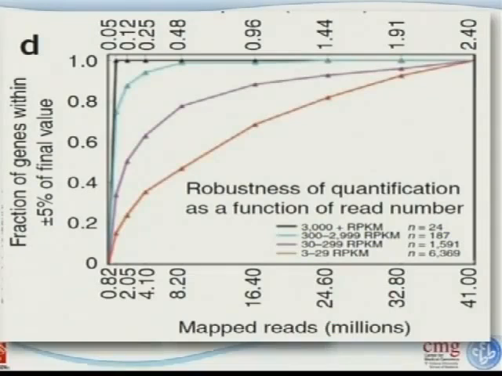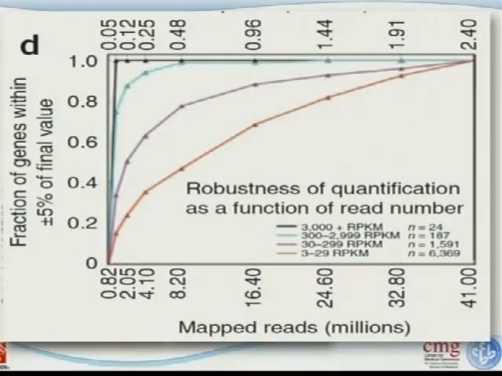So what this tells you is X here is the total number of mappable reads, from less than 1 million mappable reads to 41 million mappable reads. So you can see this is an increase. And for Y here, it tells you the fraction of genes within plus or minus 5% of the final value. Final value meaning they did the spike-in, so they know how much material they put in, and they want to know whether they got the real measurements.